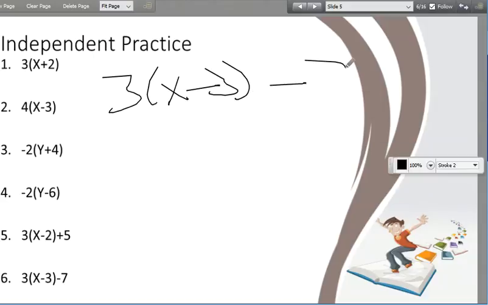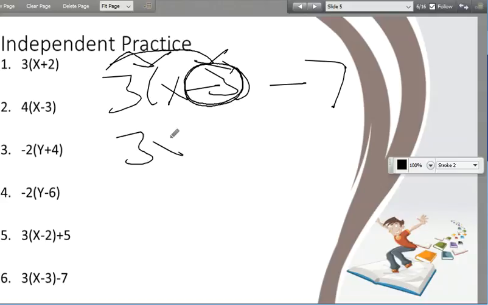So we have 3 times x minus 3 and then minus 7. So we need to take care of the distributing first. We're going to distribute the 3 to both the x and this negative 3. Remember that if there is a minus sign in front of a number, it actually makes it negative. So 3 times x is 3x. 3 times negative 3 is negative 9. Then we still have our subtract 7.